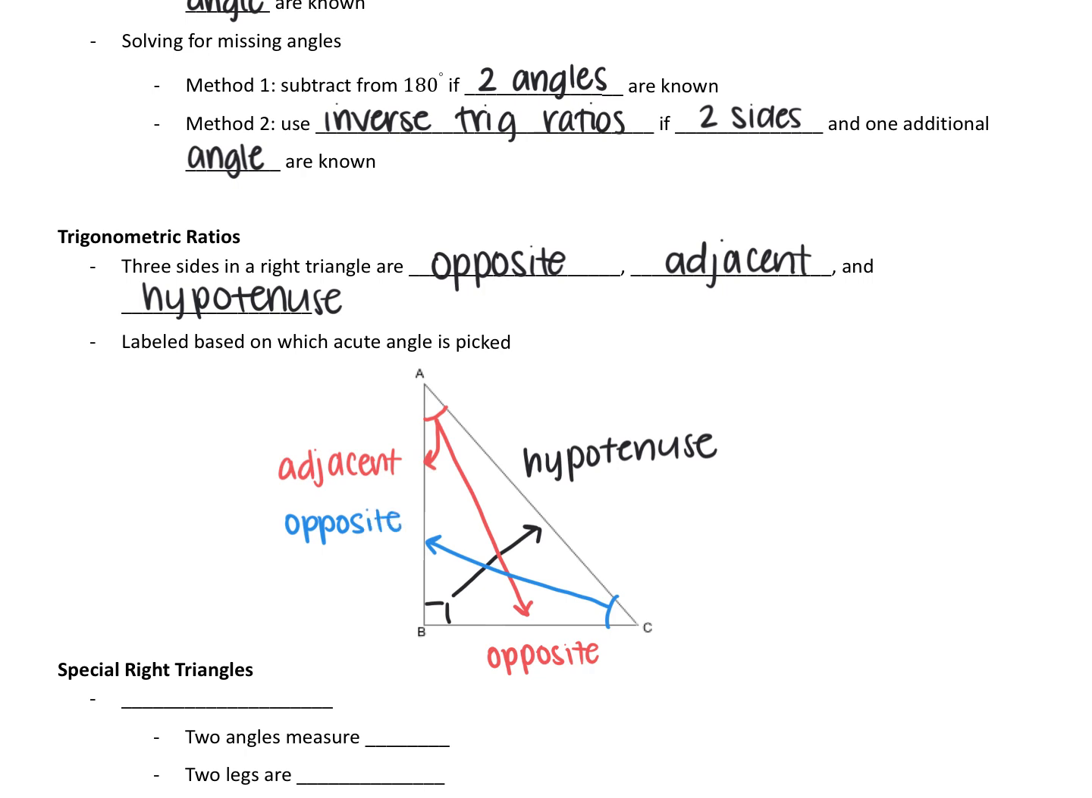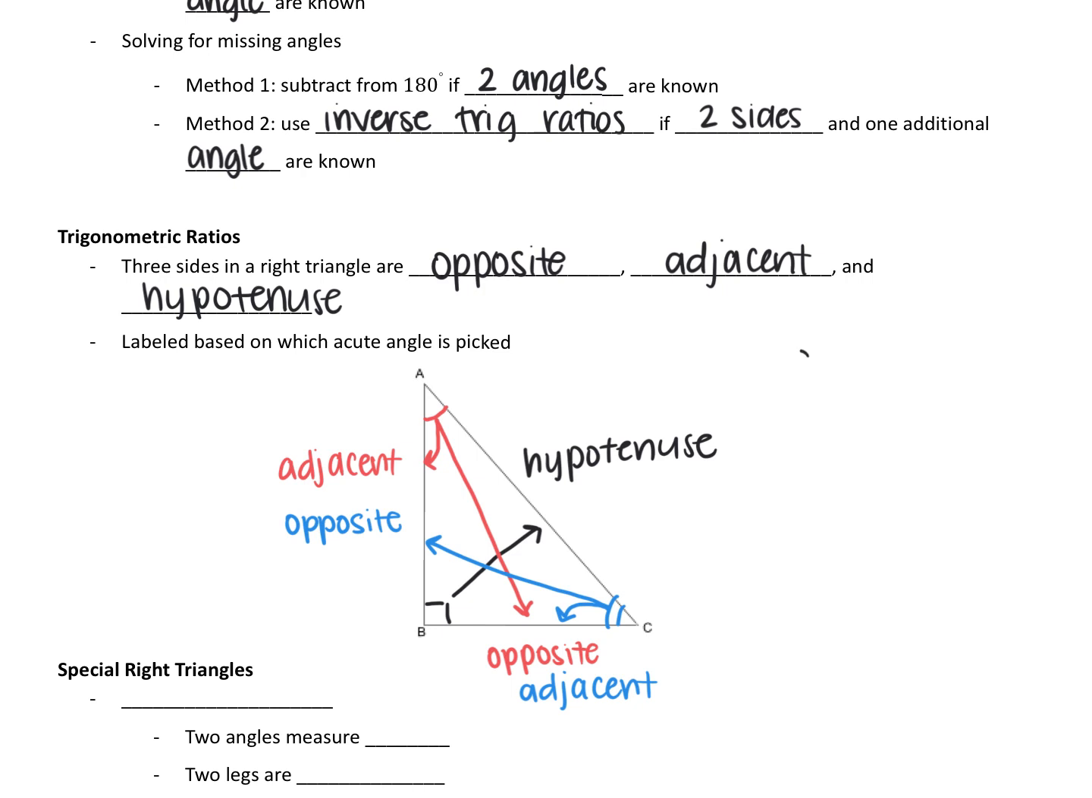is going to be side AB, and its adjacent side is the one directly next. So opposite and adjacent are based solely on which angle you're looking at in the triangle. That is not the right angle. So it's very important here that we are talking about the angle that is not the right angle.